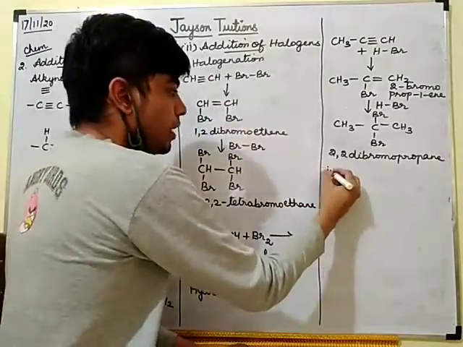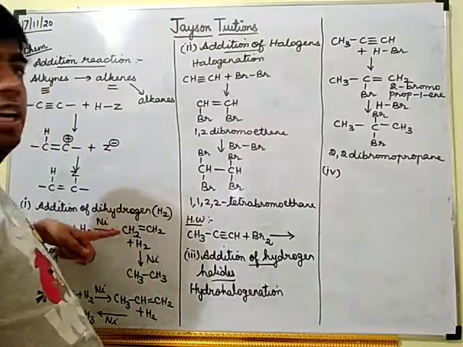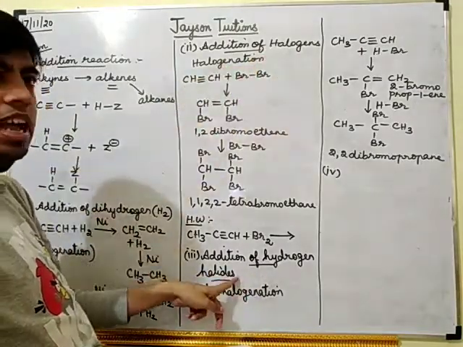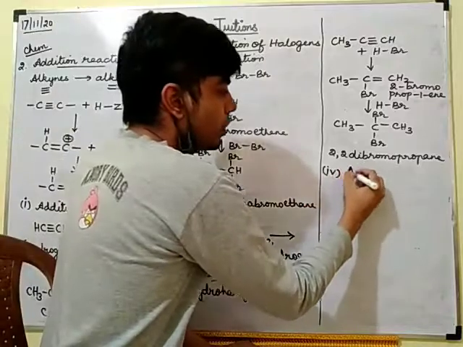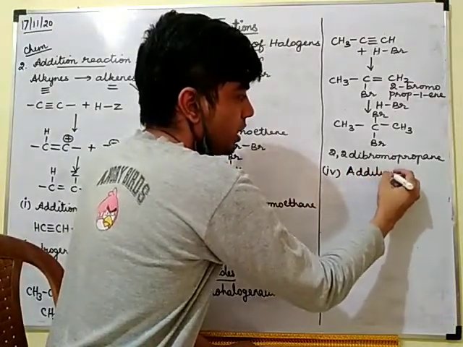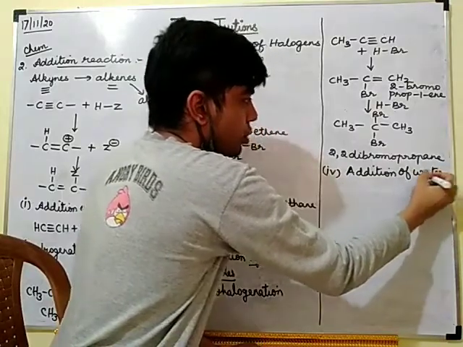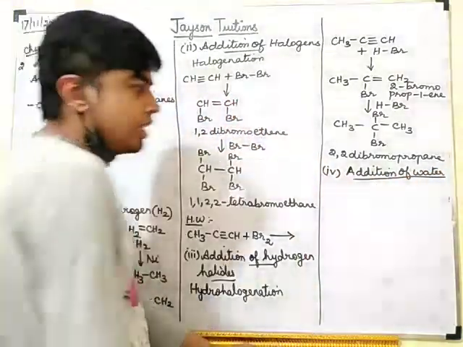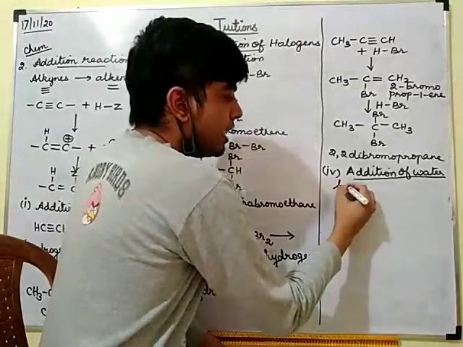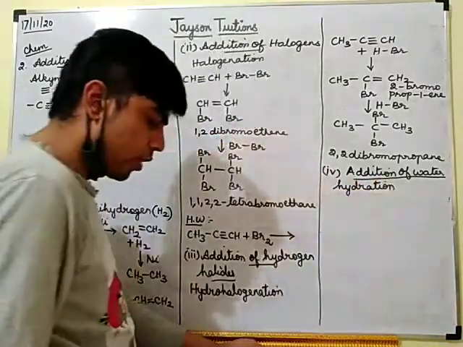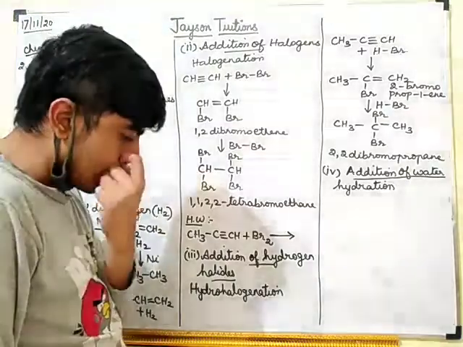Now the fourth one. In the first one we added hydrogen, second one halogen, next one hydrogen halide. In the fourth one we are going to add water. Addition of water, H2O. Addition of water is called as what? Hydration.